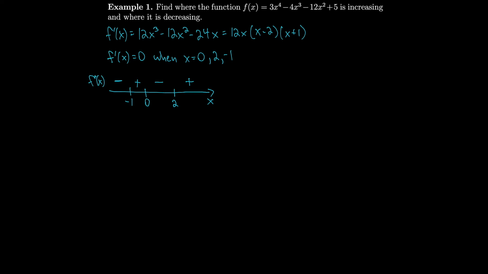You could also see, if the derivative is negative, that means that the slope is going downward. If the derivative is positive, that means the slope is going upward. Negative downward, positive upward. So you could see that it's going to be decreasing on the intervals that are negative. So on the intervals from minus infinity to minus 1 and 0 to 2.